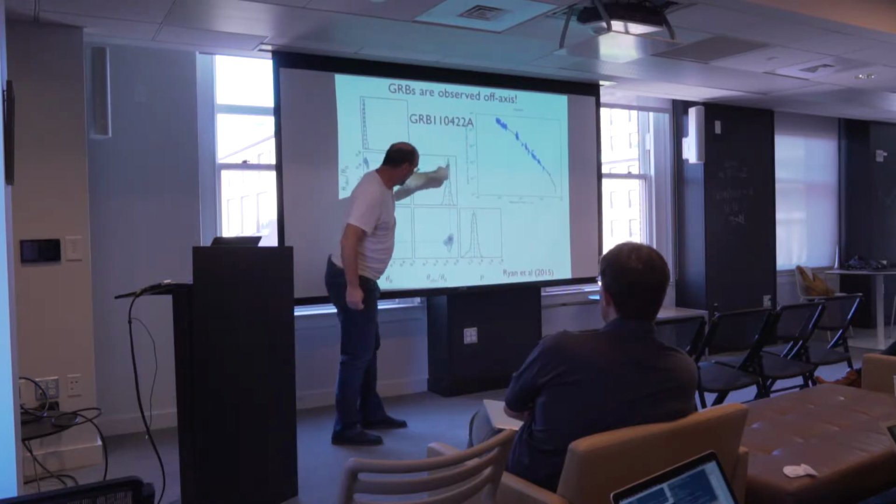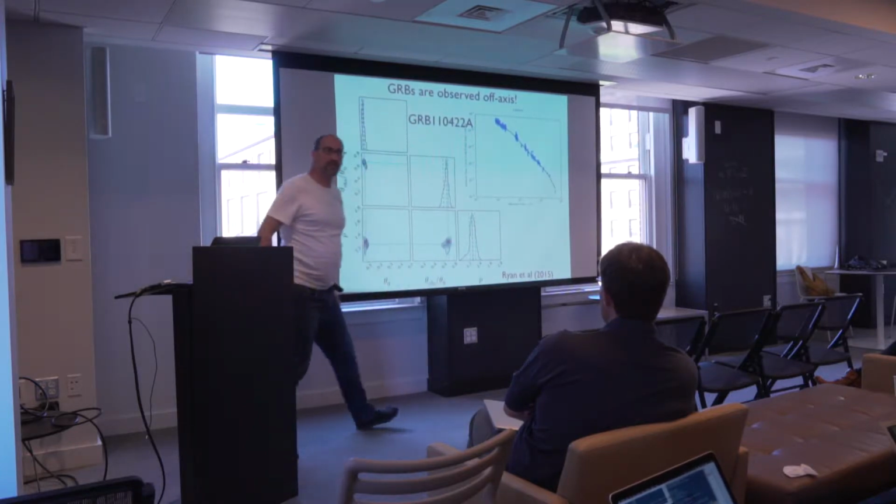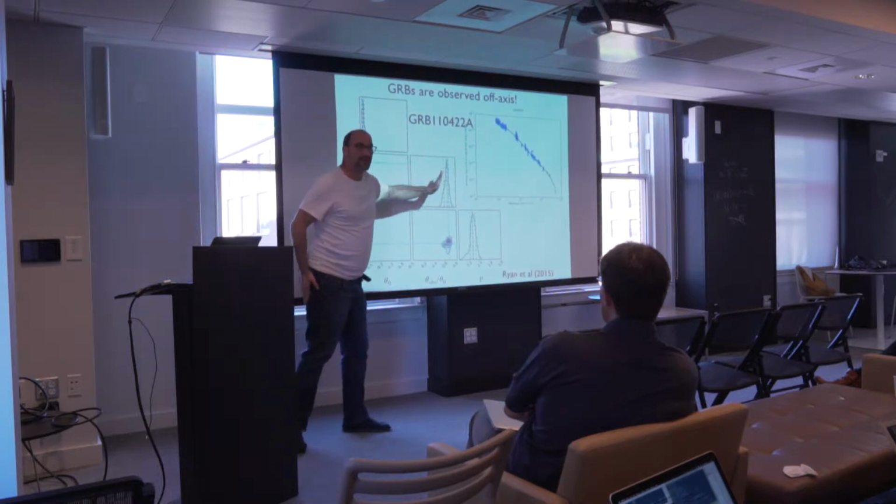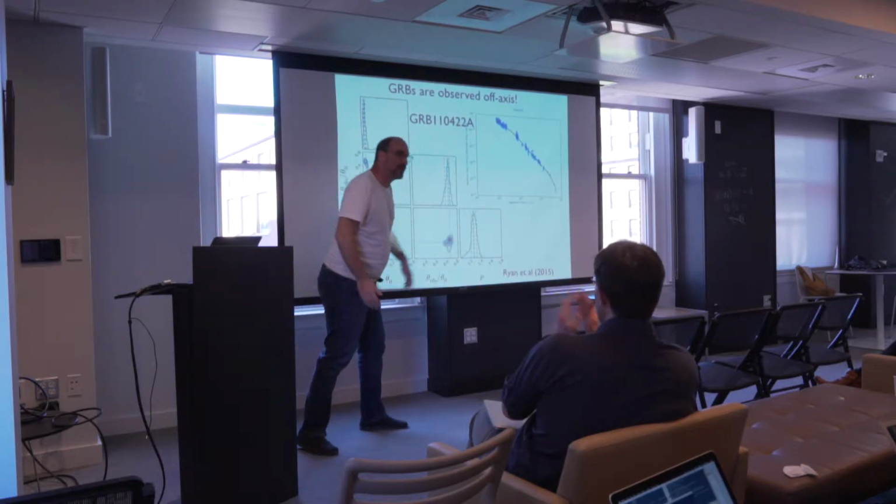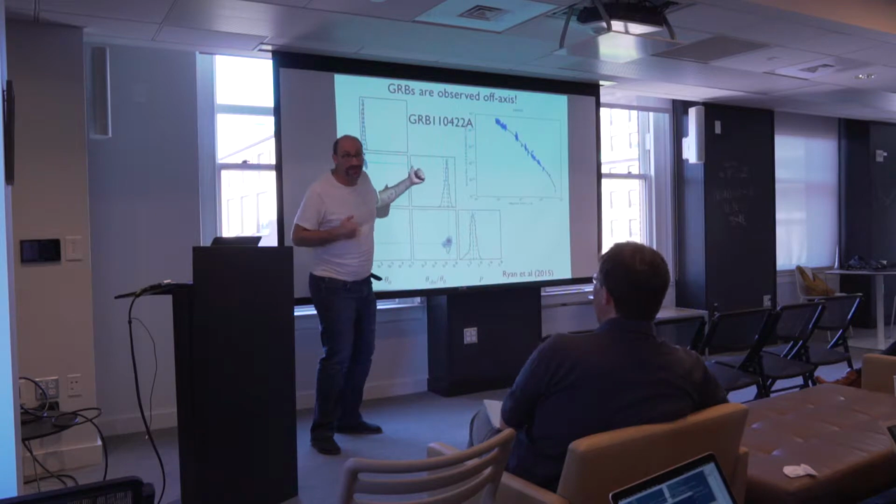But here's the really cool thing. This is the observer angle over the total angle. So we're seeing this thing off axis. You're off axis, but you're still within the cone. We saw the GRB.